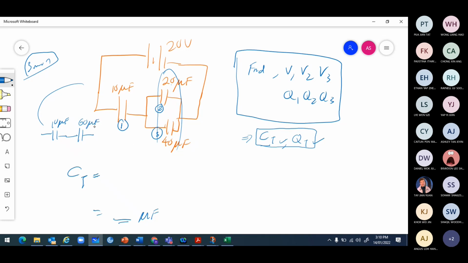Now this 10 and 60, you merge. What is the total capacitance of these two capacitors in series? So it should be 1 over 10 plus 1 over 60, reciprocal, right? The total capacitance. Anybody? What's the answer you got?